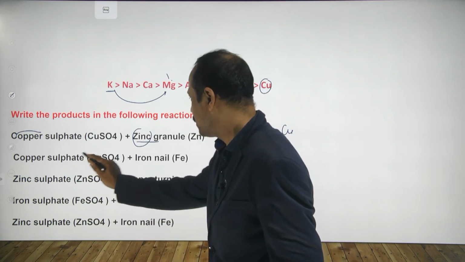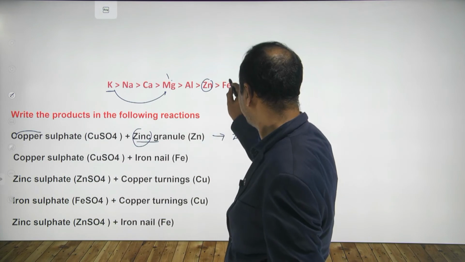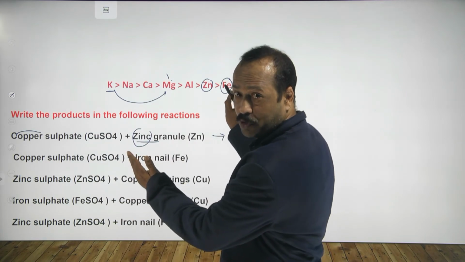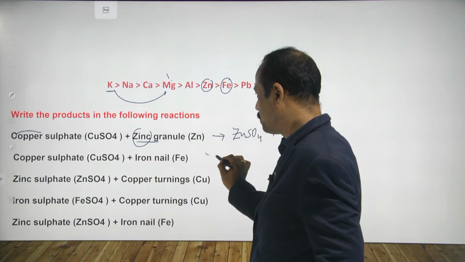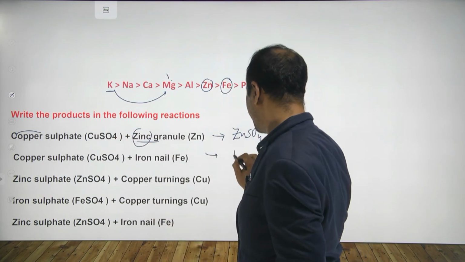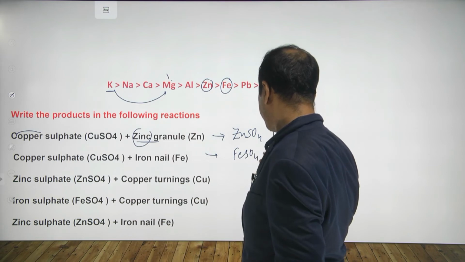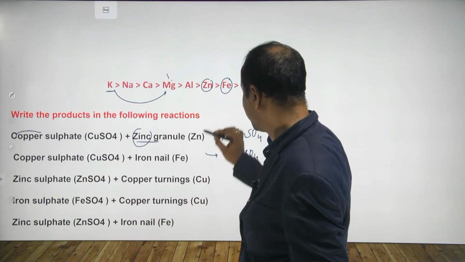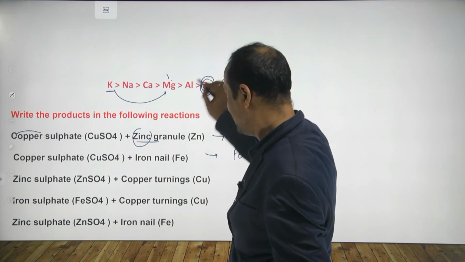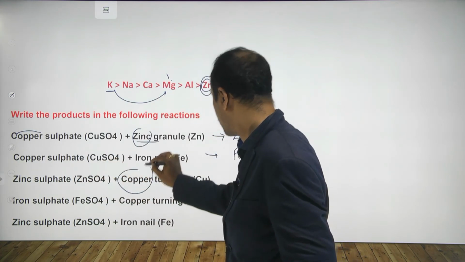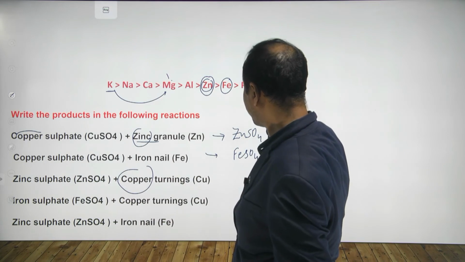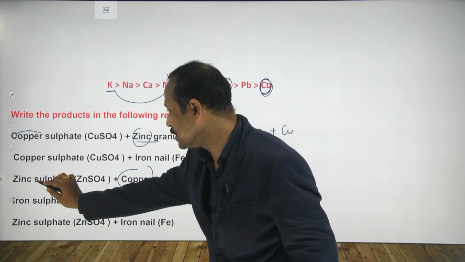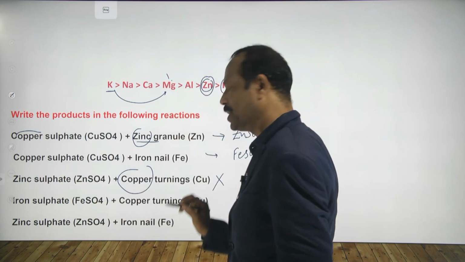Now copper sulfate and iron nail. Where is iron? Here iron and here copper. So iron is on the left side, meaning more reactive. So iron displaces the copper. So what do we get here? Iron sulfate plus copper. Now zinc sulfate and copper. Where is the zinc? Zinc is here, zinc sulfate and copper. Copper is on the right side, so it is less reactive. So it cannot displace the zinc. So here no reaction takes place.